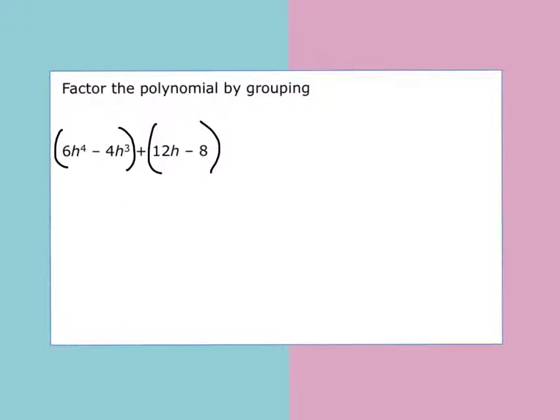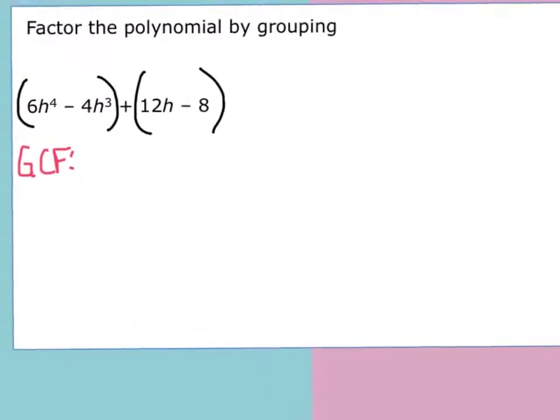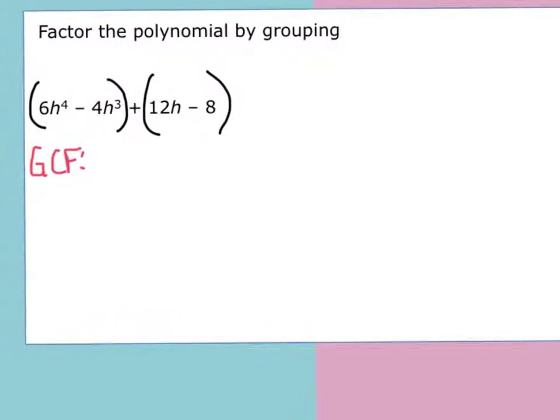Next, you're going to have to identify the GCF from each pair of numbers. So let's look at the first group. And what is the GCF? I like to write it out. Actually, let me go ahead and pause for a second. I would like to expand this so it's bigger. Okay, there we go. Perfect. The GCF of 6h to the 4th minus 4h to the 3rd.